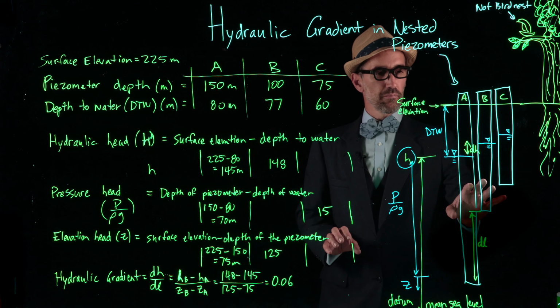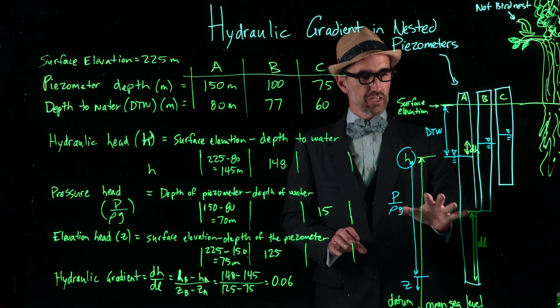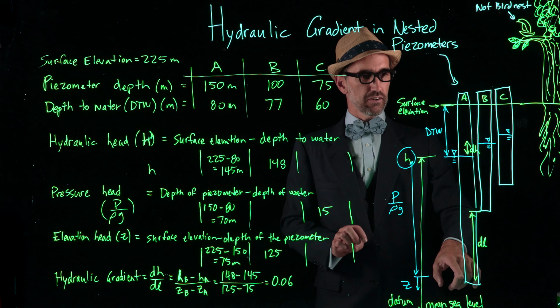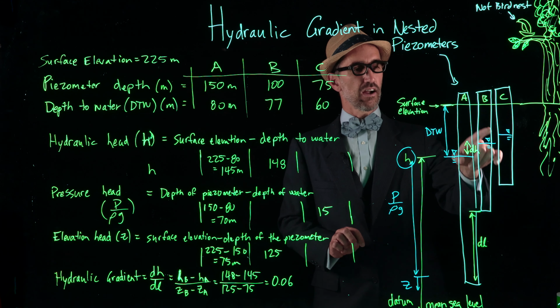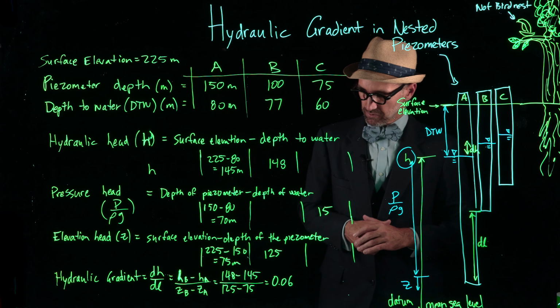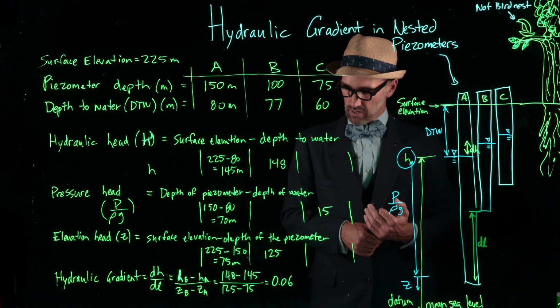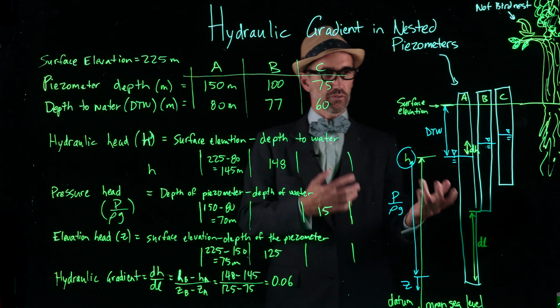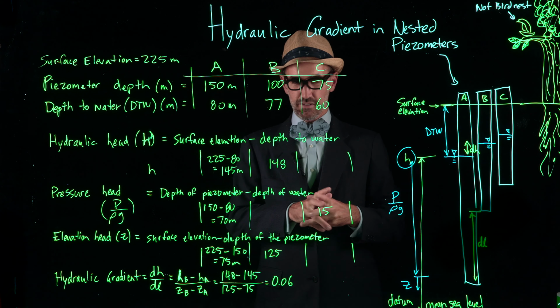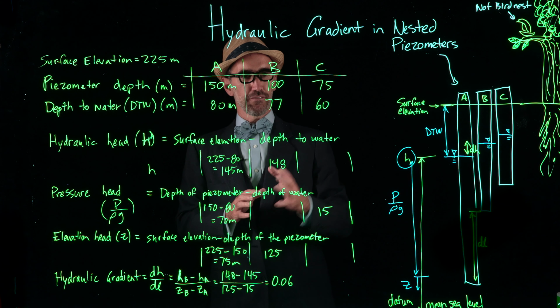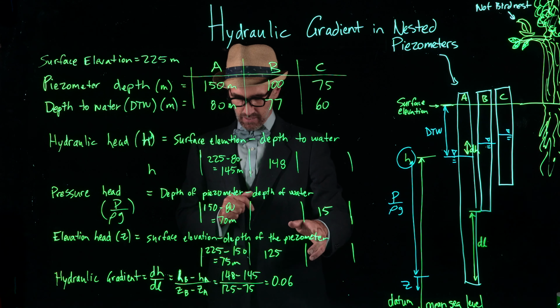So what does this hydraulic gradient really mean? We can see from this image here that our total head at greater depths is less than our total head at shallower depths. So what that means is that the gradient is upwards, which implies the flow is downwards because of Darcy's law.